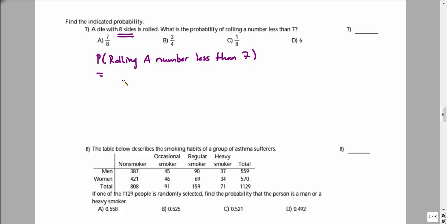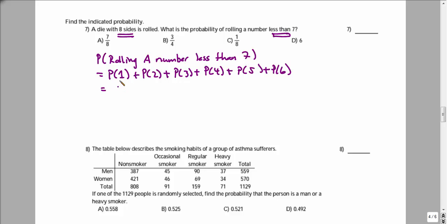Okay, so probability of rolling a number less than 7, that would be a 1. I could roll a 2, and that's less than 7. I could roll a 3, a 4, a 5, and a 6. All of these are less than 7. Now the question is, do we include 7? And the answer is we do not include 7 because it says less than 7. It doesn't say less than or equal to 7 or at most 7. It says less than 7. So I would like to know the probability of rolling a 1.